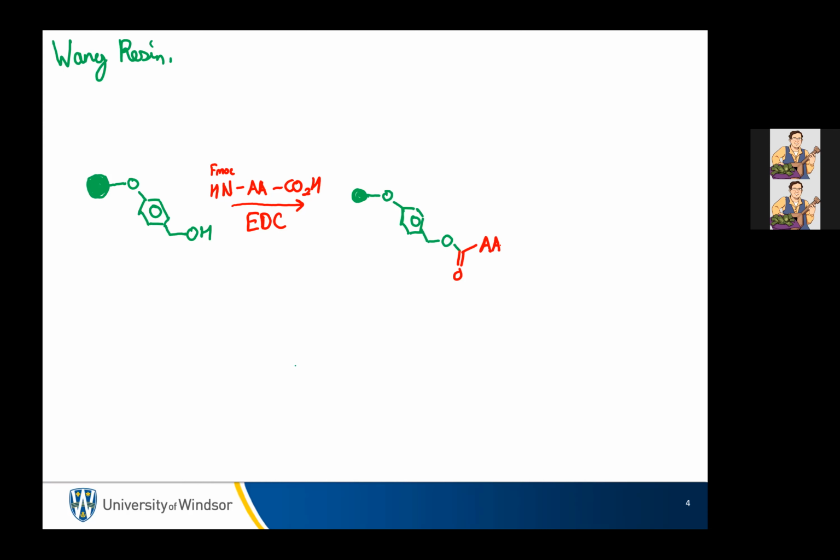AA stands for amino acid, it can be any amino acid. Not NH2, NH-Fmoc. So we have an ester bond on there. Now, this generally gets used for Fmoc solid phase synthesis. We'll talk about why in a second.